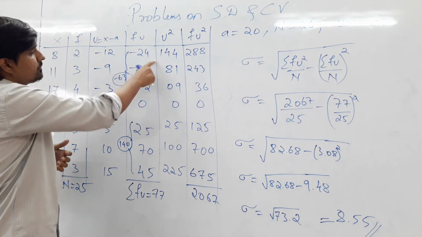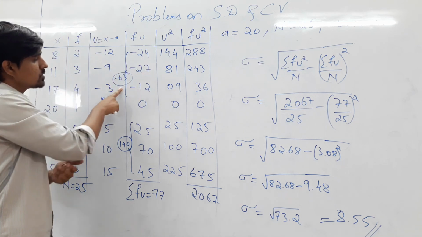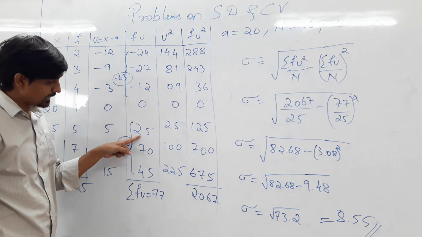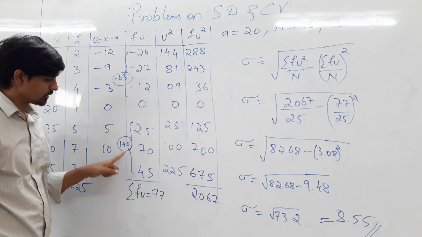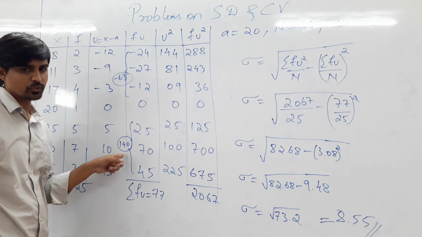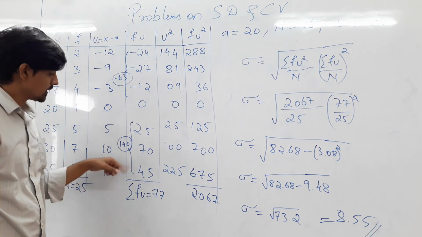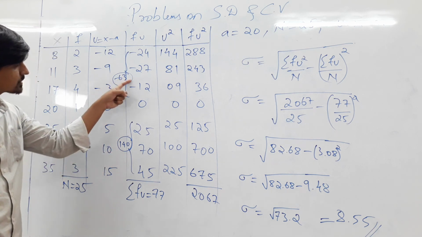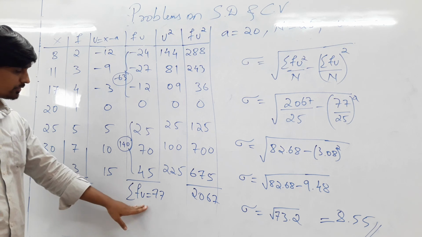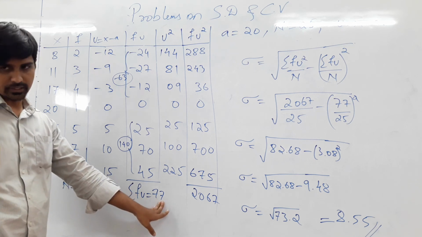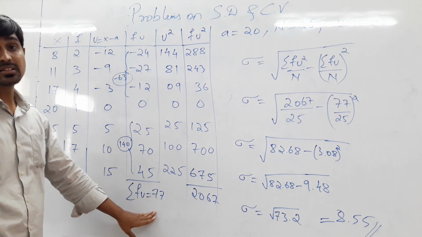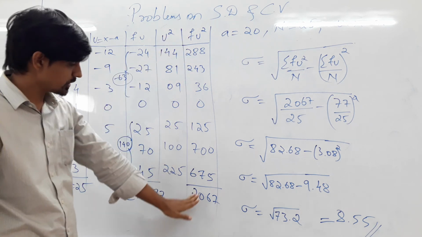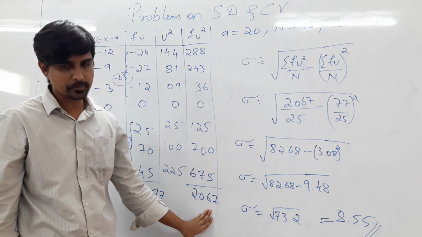So minus 24, minus 27, minus 12 adds up to minus 63. Then 25 plus 70 plus 45 adds up to 140. Now you have to subtract. Minus 63 plus 140 will give you plus 77. How much is it? Plus 77. And here if you add all these numbers you will get 2067.